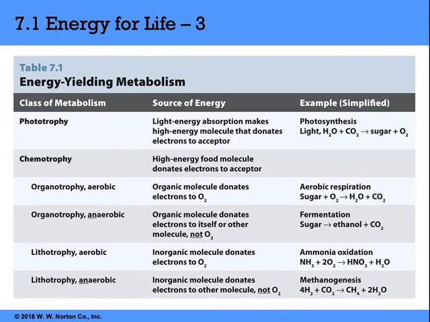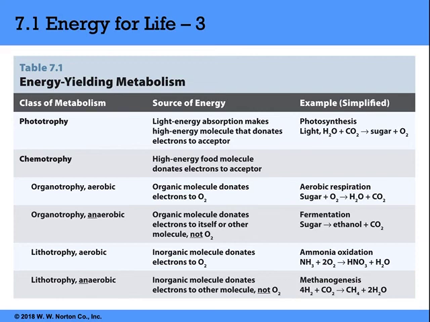Okay, so remember that we can have a variety of different setups in single-celled organisms in order to carry out what we think of as metabolism. Phototrophs use light and high-energy molecules to donate electrons to acceptors. Examples would be photosynthetic organisms. Chemotrophs use high-energy food molecules that donate electrons to an acceptor.